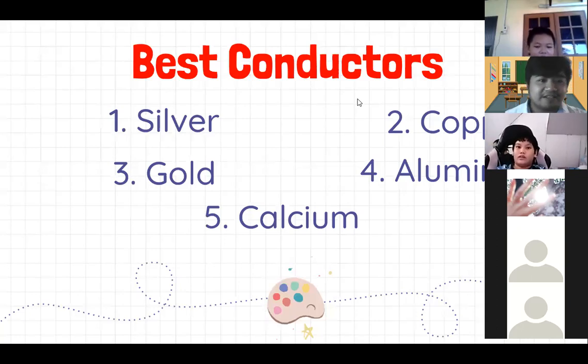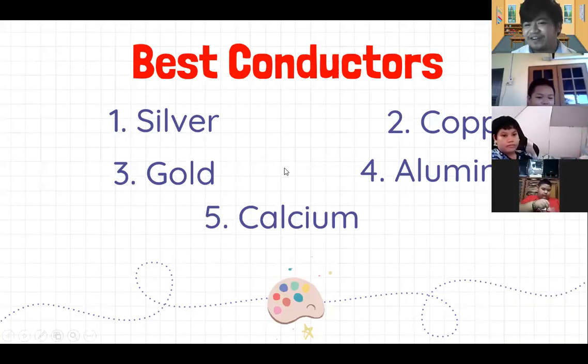Why do you think? Any idea? No? Because it's cheap. Yes, very good. That's one reason. What else? Okay, very good. So aluminum, among the five, is the cheapest.